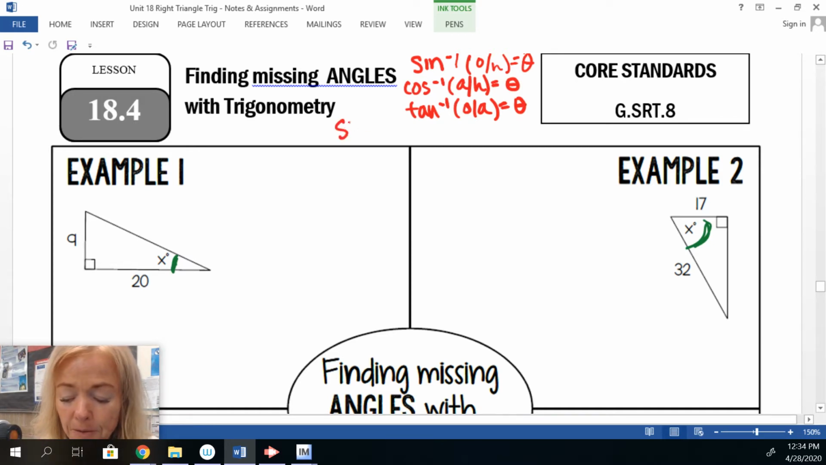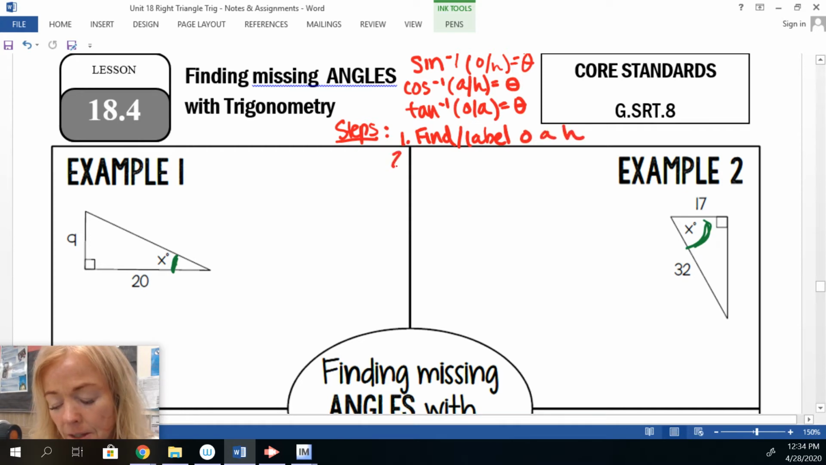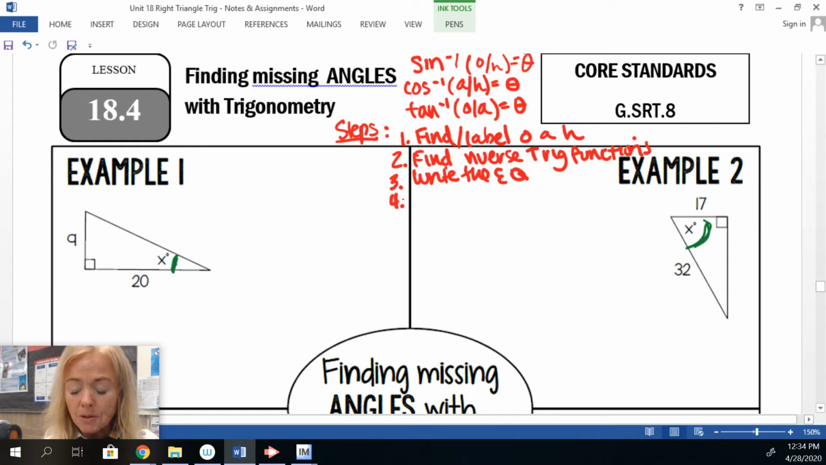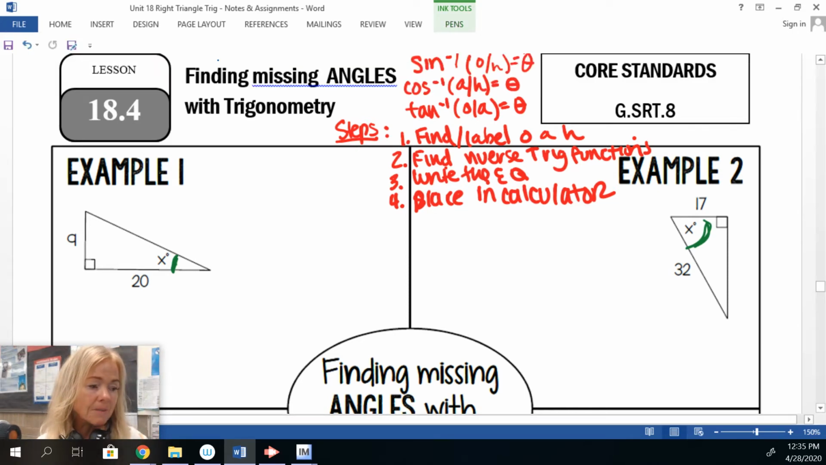So for steps, the first thing you're going to have to do is label O, A, and H, and then find which of the inverse functions we are going to use given the two sides we have. And then you're going to write the equation, and you don't have to solve these. There's no solving. You just place in your calculator what you have. It's the same exact steps as before, it's just you don't have to solve anymore, which is really, really nice.